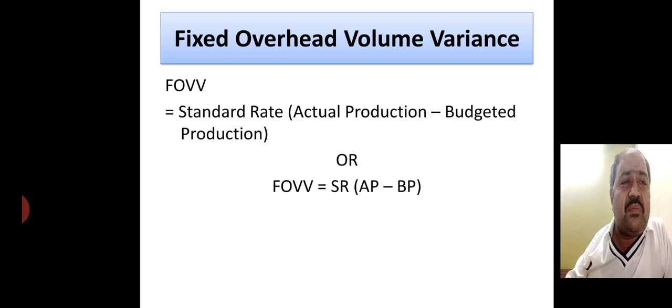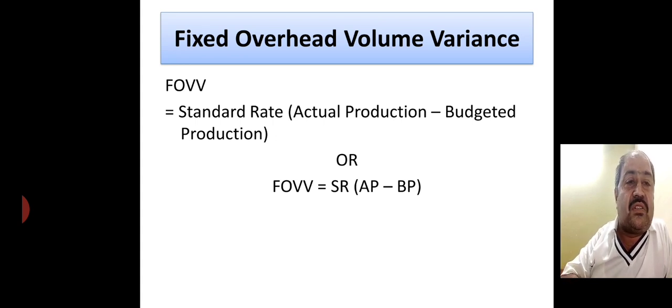Fixed overhead rate can be calculated on an hourly basis and on a per unit basis. So here in bracket we are showing actual production and budgeted production. Normally production is given in units, so standard rate must be per unit. We will discuss it later on when we calculate the example. At that time practically we will try to understand, but right now this is the formula, very simple: standard rate into actual production minus budgeted production. Normally standard comes first, but here actual is first because it is production, it is output.